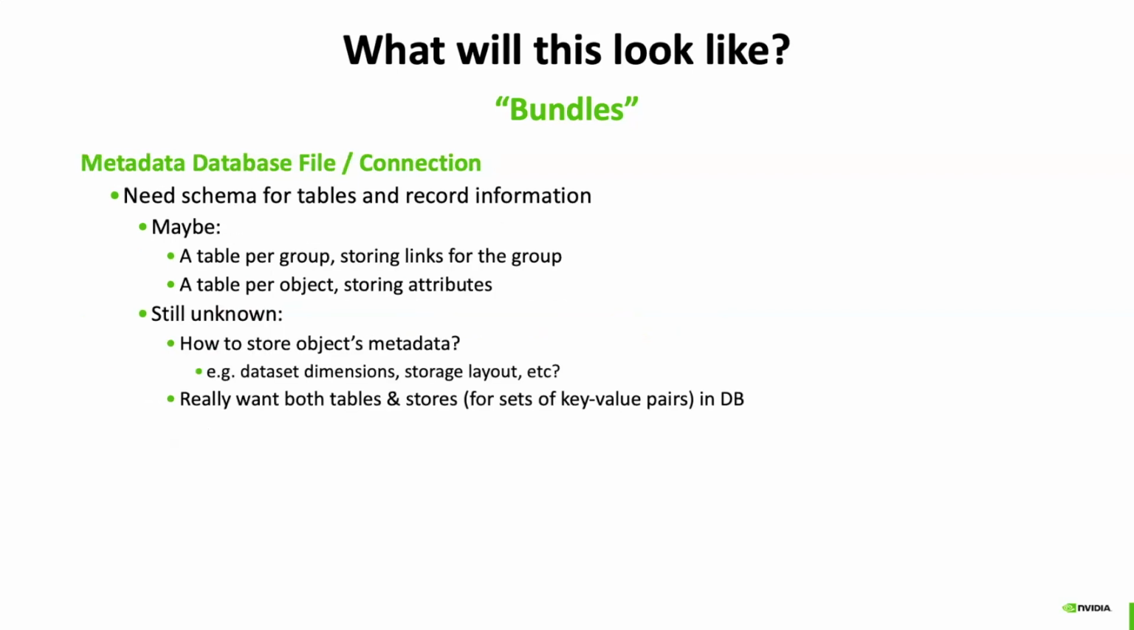The metadata stuff, I haven't got far enough into this to really figure out what the schema looks like for the tables and stuff in the metadata database, but maybe a table per group, storing all the links, just key value pairs. A table per object for the attributes, right? They're also key value pairs. What do we do about the object metadata, dimensions, storage layouts, and stuff like that? I don't really want tables and key value pair things in the database. Maybe we go with NoSQL like HUG24, or maybe we go with SQLite, or maybe we have two. I don't really care, right? Two metadata files would kill us.